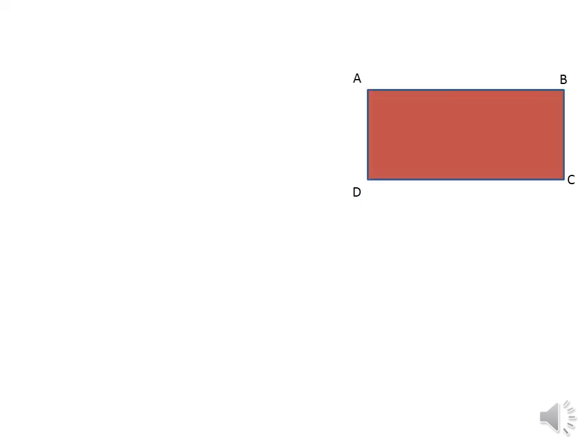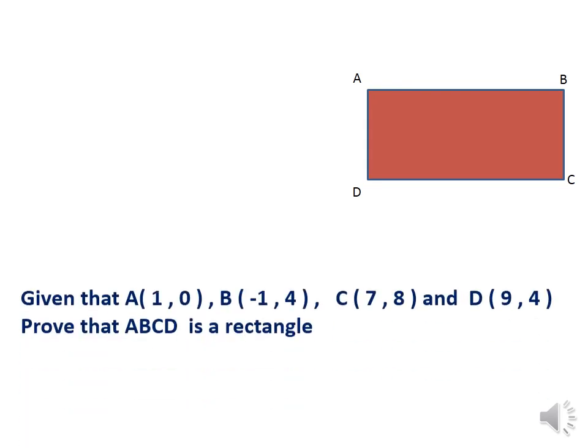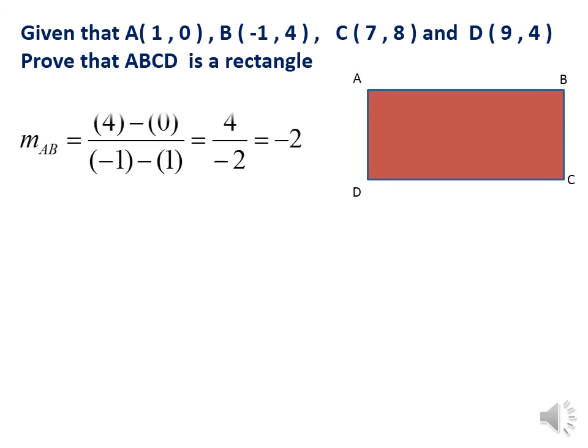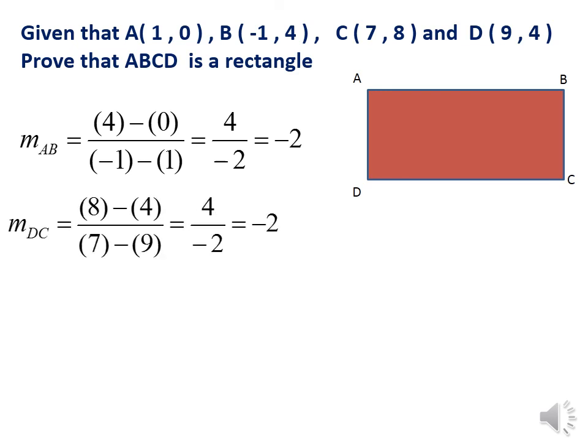Using slope, prove that ABCD is a rectangle, given the four vertices of the rectangle. In a rectangle, each two opposite sides are parallel. First we are going to find the slope of AB. It will be 4 minus 0 over negative 1 minus 1, finally negative 2. Also find m of DC, it will be negative 2. That means AB is parallel to DC because m1 equals m2.